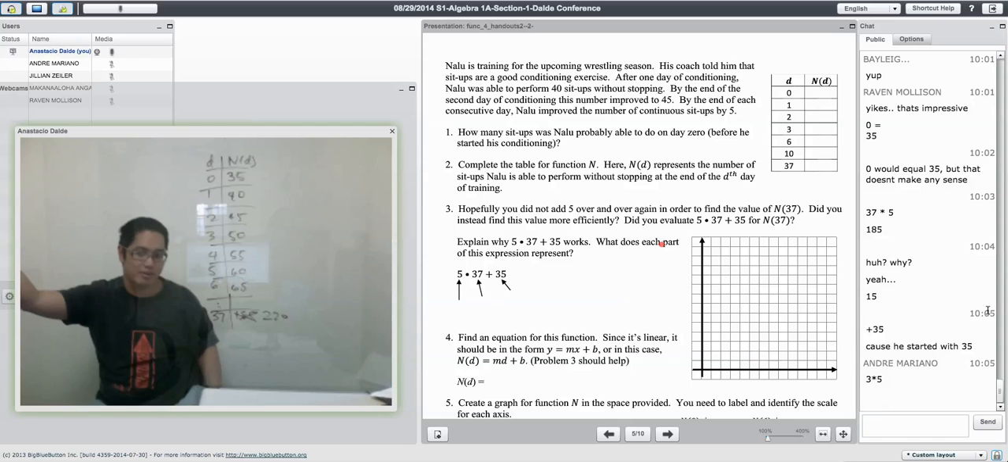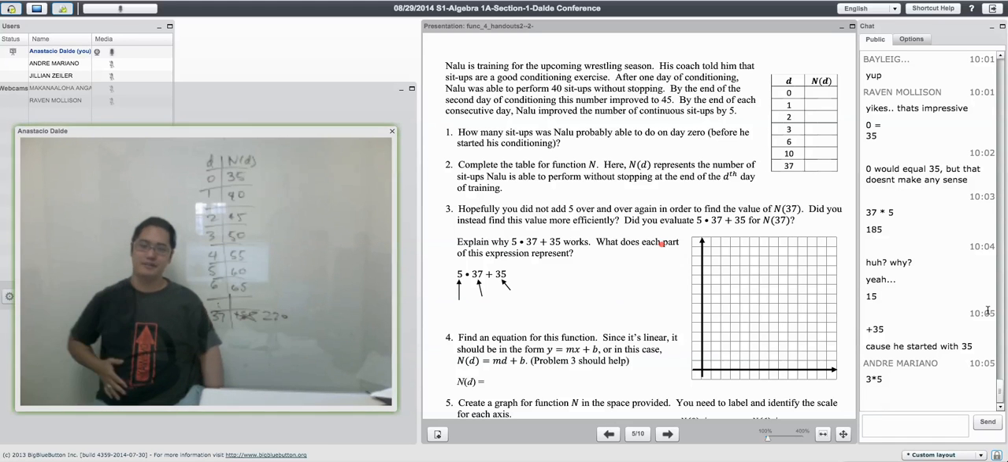Which makes me wonder how many sit-ups I can do. Especially after a month. Can I do 220 sit-ups? I don't know. I'm fat.